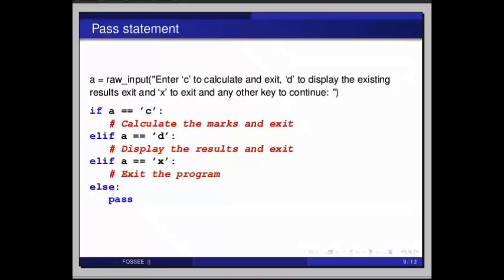If a is equal to C colon, elif a is equal to single quotes D colon, then elif a is equal to single quotes X colon, else colon, pass. In this case, the pass statement acts as a placeholder for the block of code. It is equivalent to a null operation. It literally does nothing. It can be used as a placeholder when the actual code implementation for a particular block of code is not yet known but has to be filled up later.